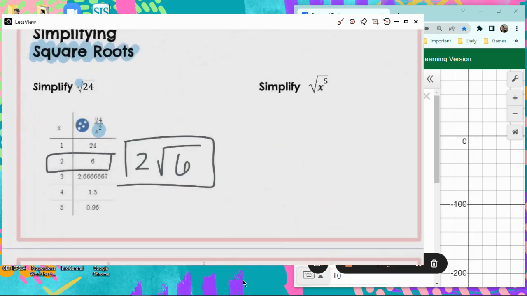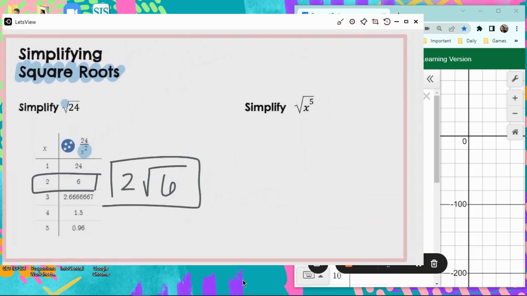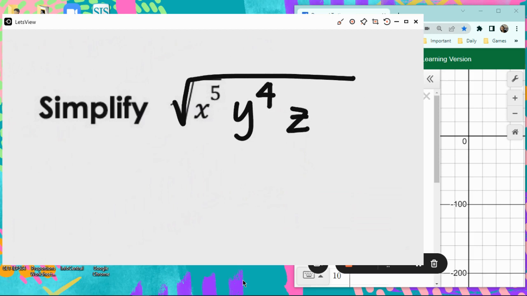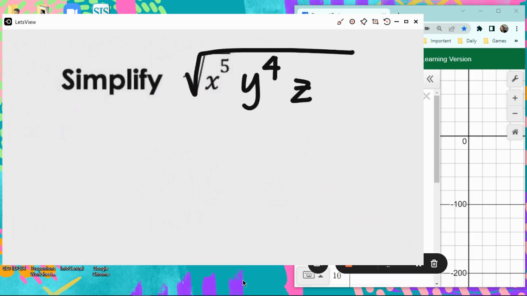The letters is where it gets a little difficult. And I'm actually going to go ahead and change this question just a little bit. I'm going to add some stuff to it. Let's make this a y to the 4 and then a z. So take a second to adjust this question. So when we look at this, we are going to take out all of our variables and rewrite them down here. X to the 5 tells me that I have 5 x's.